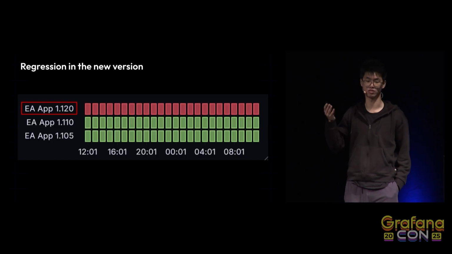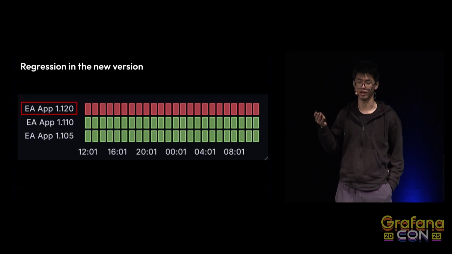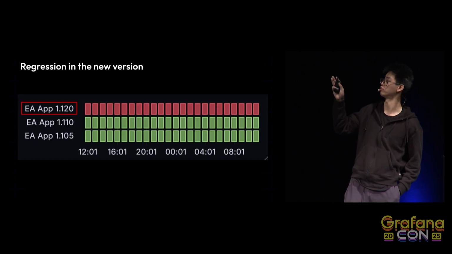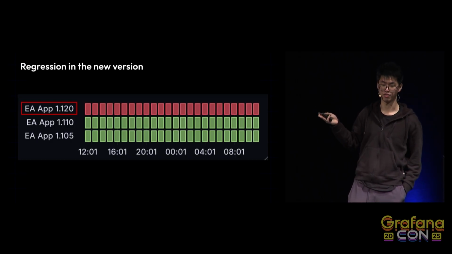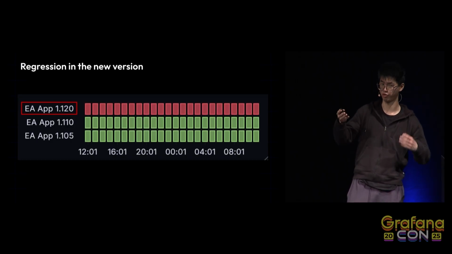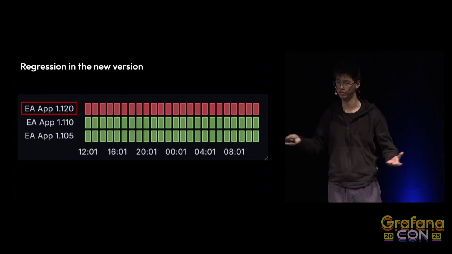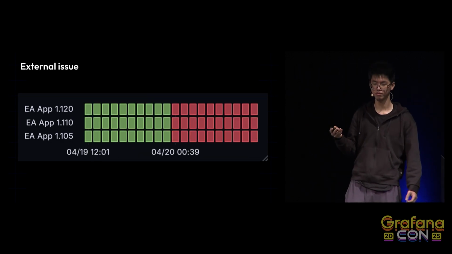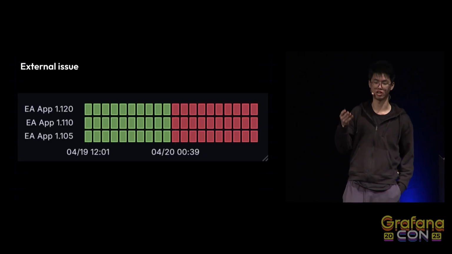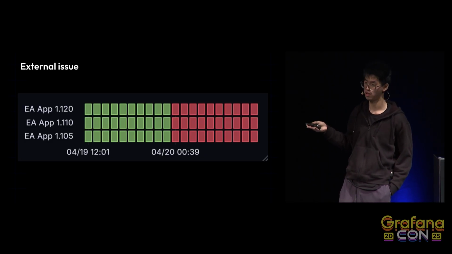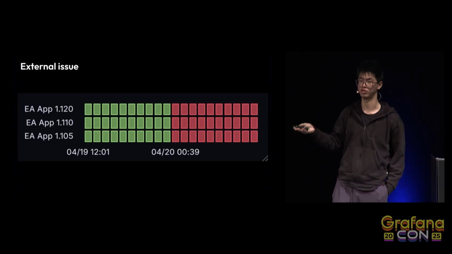And it helps us spot different types of issues. Like if only the latest version is red, it indicates a regression. Like the previous versions are all green and the latest version is red, a bug. But if all versions suddenly go red at the same time, it's probably just an external outage.